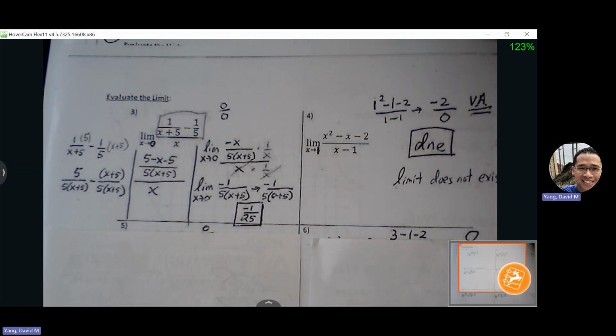Number 4, direct substitution tells us that there's a vertical asymptote. Nothing more to do, right? We don't want to go into all those factoring steps if there's no hole for us to find. Limit doesn't exist.